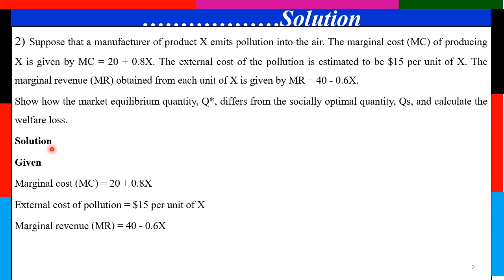The solution for this one: the marginal cost is given here. The external pollution or external cost is given, it is $50. Marginal revenue is also given here, 40 minus 0.6x. So what is required? One is the market equilibrium quantity or profit maximizing output level, the socially optimal level, and the welfare loss or dead weight loss.